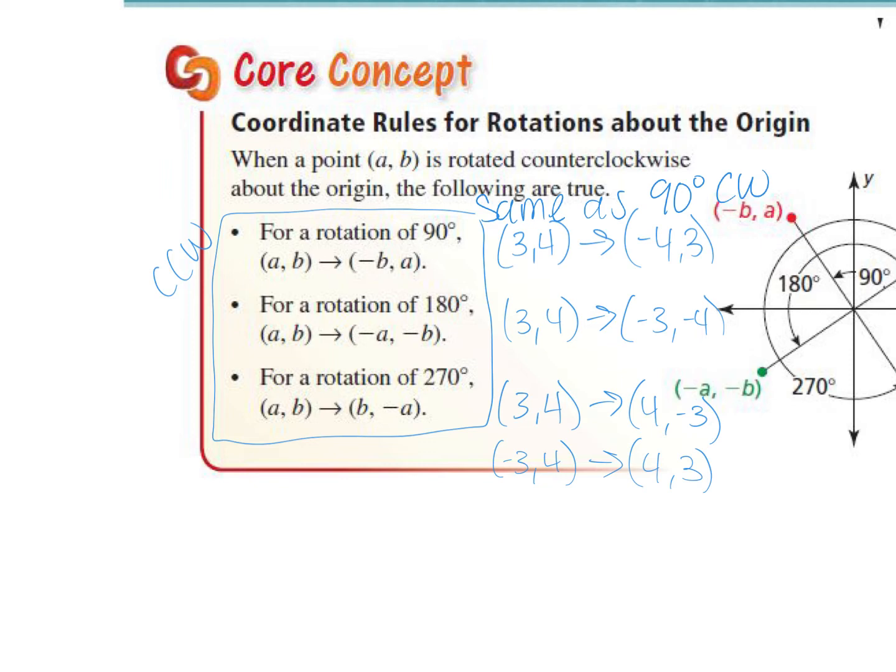If you rotate counterclockwise 180 degrees, what would be the same rotation clockwise? 180 degrees, right? Because regardless of which way you rotate, you're rotating all the way to the opposite side. So 180 degrees counterclockwise is the same as 180 degrees clockwise, CW. And the last one, if you rotate 270, what's the equivalent clockwise? 90, okay? This one's 90 degrees clockwise.